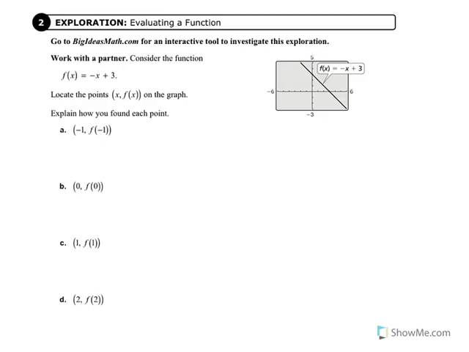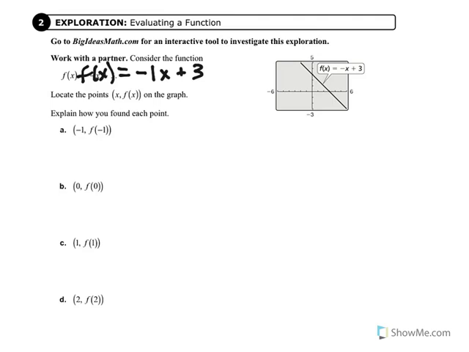Alrighty, so let's go to the second part, evaluating a function. We are going to work together and consider this function, which is f of x. Remember that's just a y. y is -x plus 3. I could rewrite this as -1x plus 3, which equals f of x. We're going to locate the points f of x on the graph.